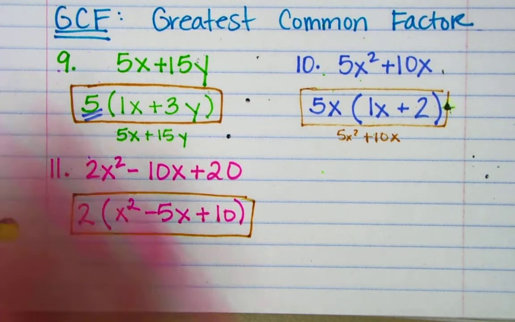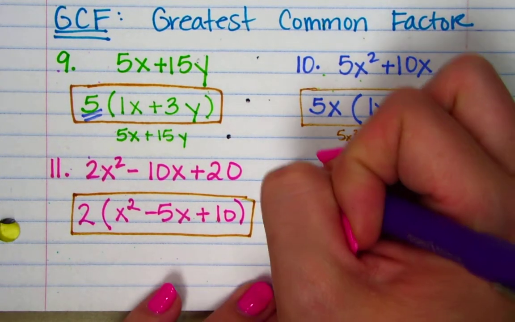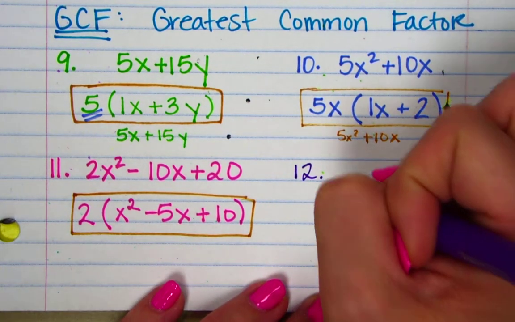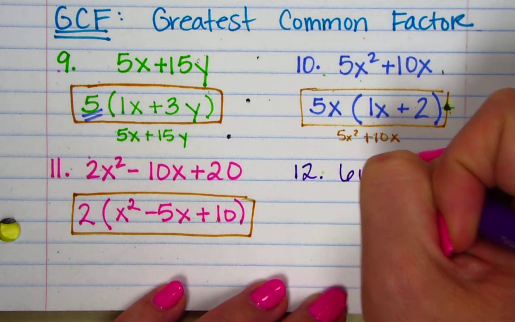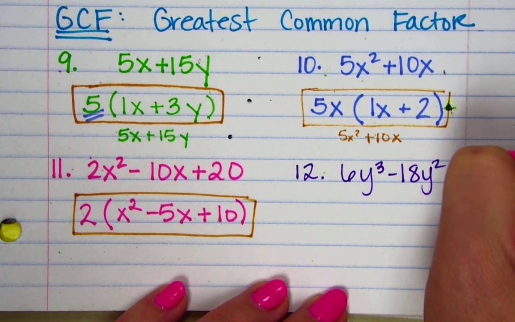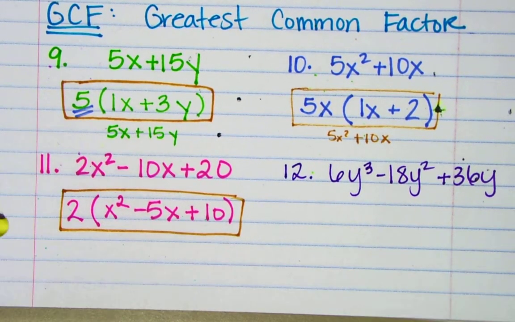GCF is pretty easy, but I think it's just kind of a weird thing to get used to doing. Anytime we have to do something backwards, I feel like it's something that is just weird to get used to. All right, let's do one more. This will be our last one. 6y cubed minus 18y squared plus 36y. All right, I want you to try this one on your own for me.